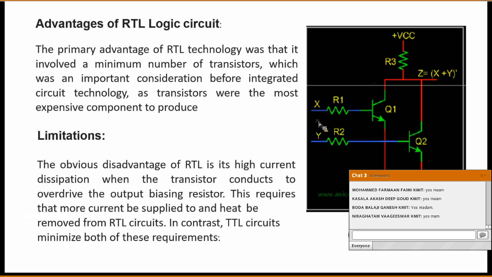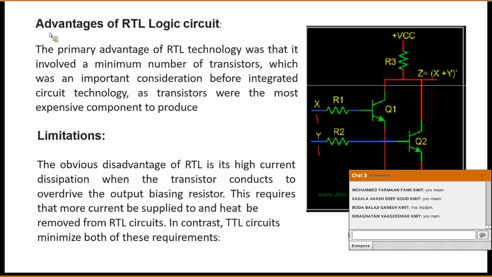Next, for 1 and 1 also, both the transistors are conducting, and output is connected to both the collectors. So it is also equal to 0 volts. 0 volts means approximately 0 volts, it is 0.3 volts, which is equal to logic 0. Okay, so this is about the RTL NOR gate circuit.